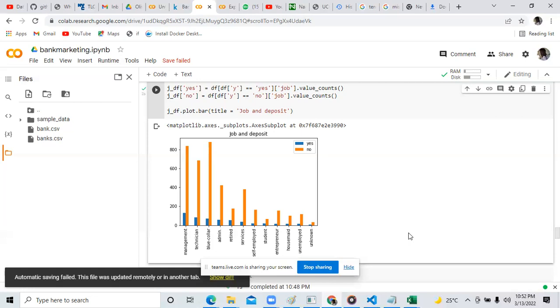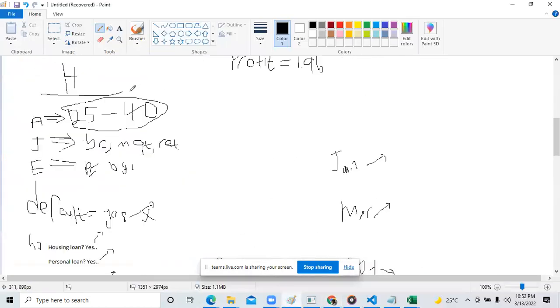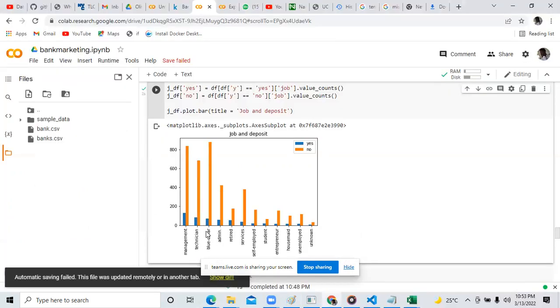So can you see that my hypothesis is correct? Right? So I said management guys. I was not too correct on retired guys. What's this BC? Blue collar guys. They were obviously going to be the ones that would have the most amount of money.